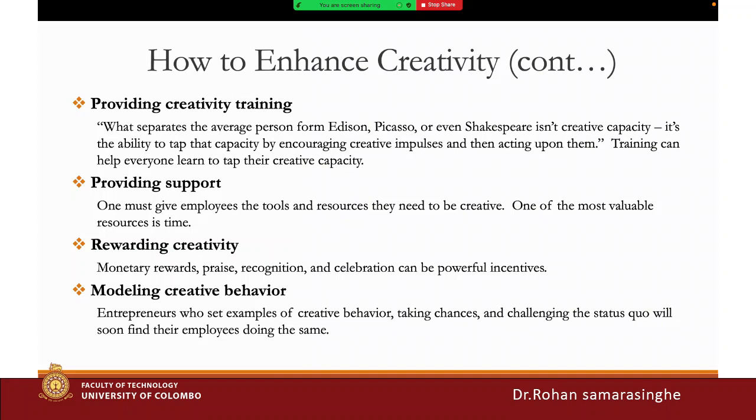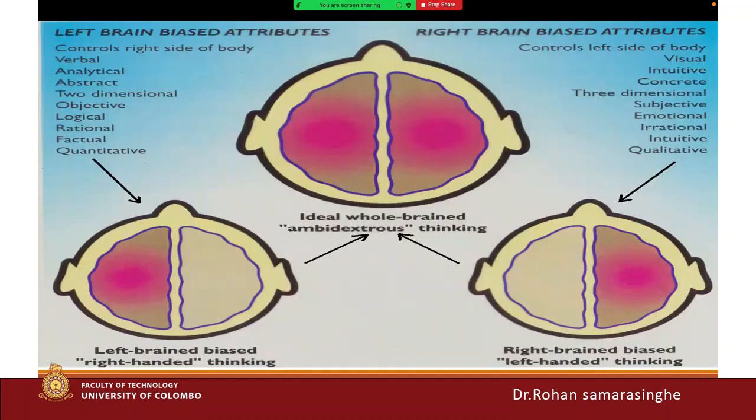Those people must be given monetary rewards or praise or appraisal or recognition for their new creativity, as well as modeling creative behavior. The companies also must provide the environment for this creativity. That's how creativity can be enhanced.